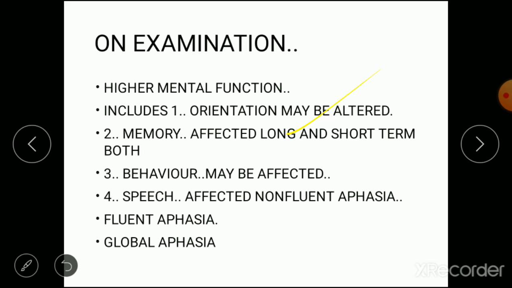Then memory of the patient: it is affected, both long term and short term. Then behavior might be affected. Speech: non-fluent aphasia, fluent aphasia and global aphasia are present in the MCA patient because of the structural involvement of Broca's and Wernicke's areas.